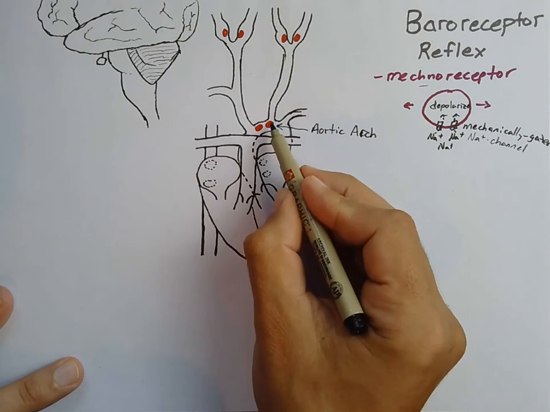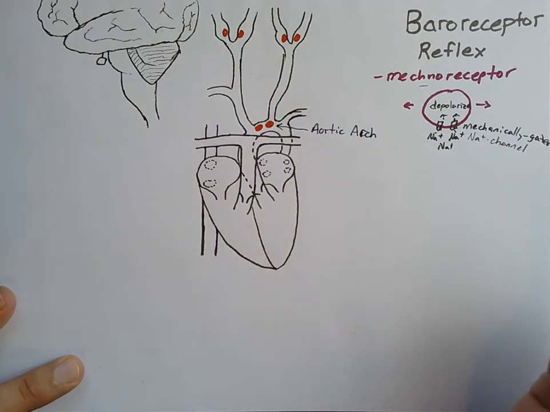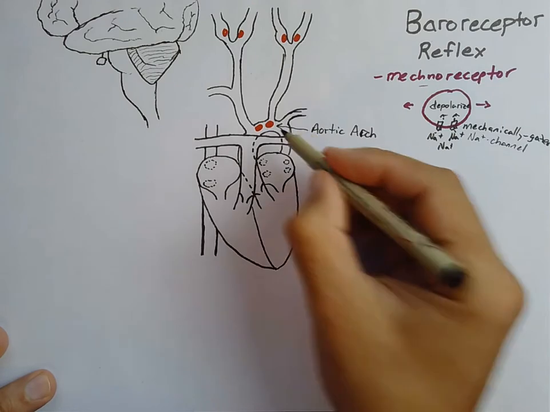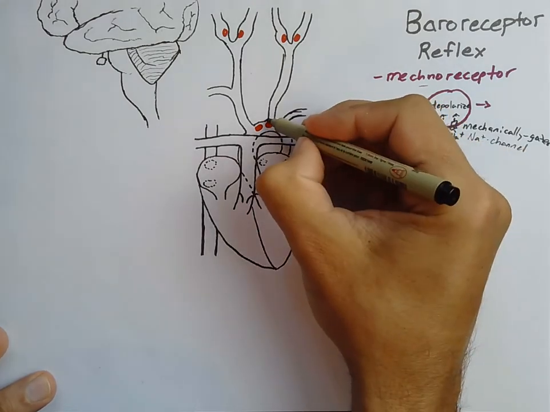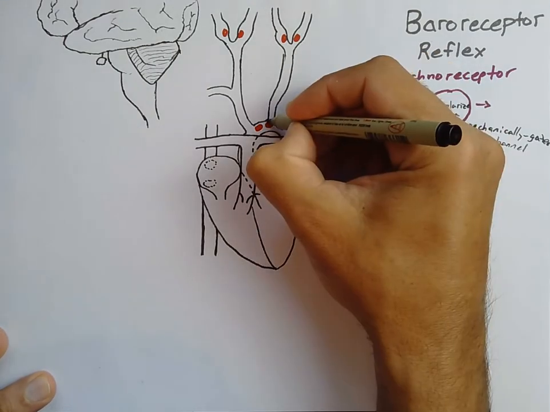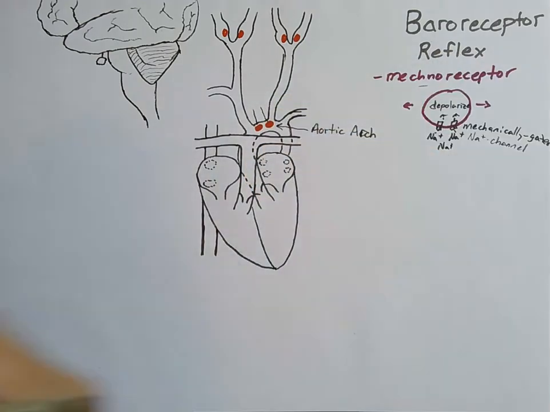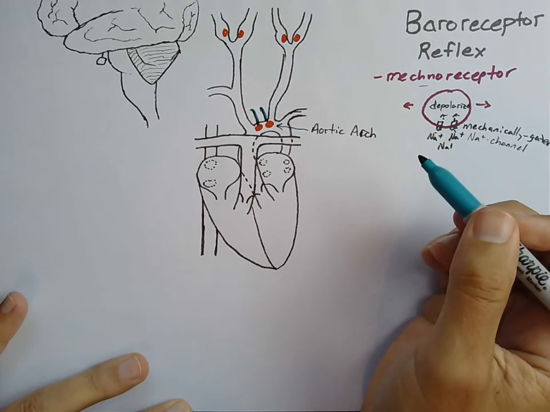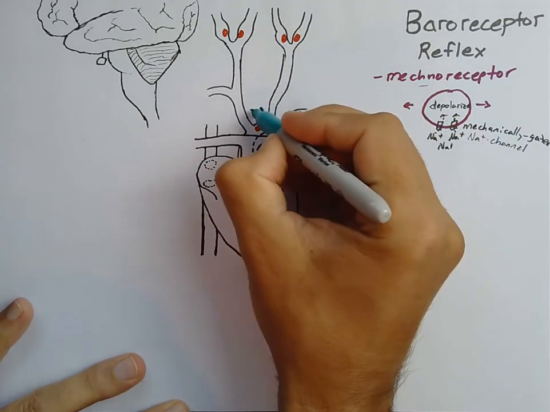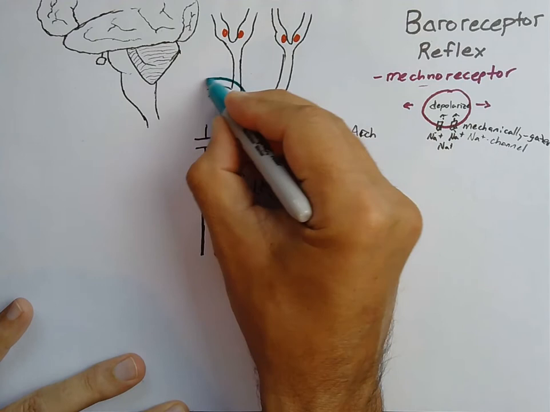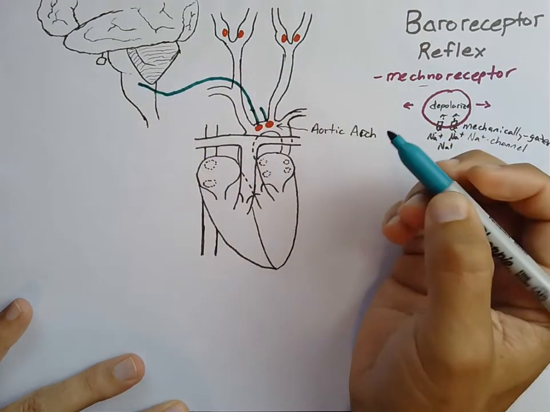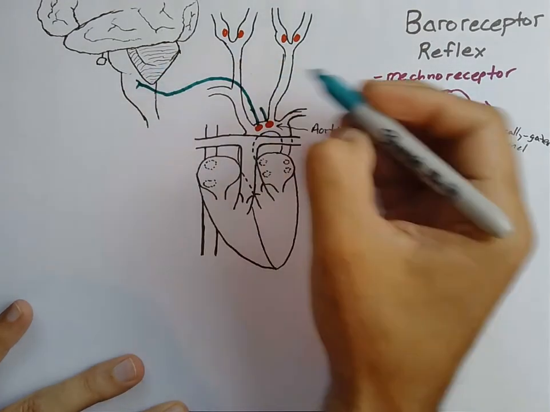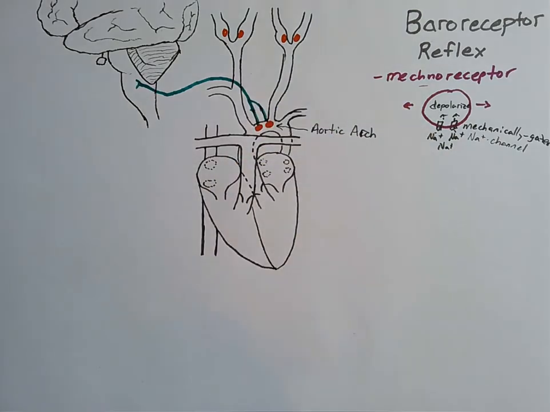So if we're looking at the baroreceptors down here in the aortic arch, what we're going to see is that these are going to, in essence, send off an axon. Let's do it in a different color so we don't get this all mixed up. These are going to send off an axon that is going to go all the way up to the brain. They're going to go all the way to the medulla oblongata, where they have their synapses.